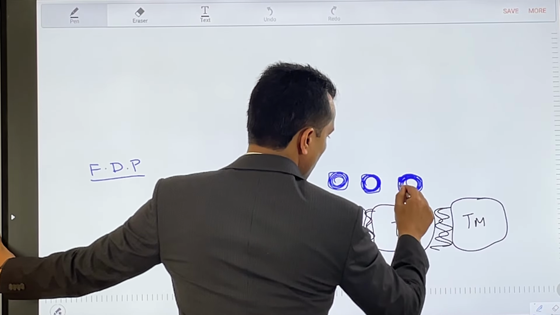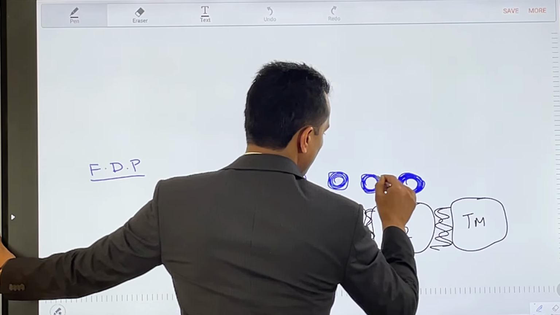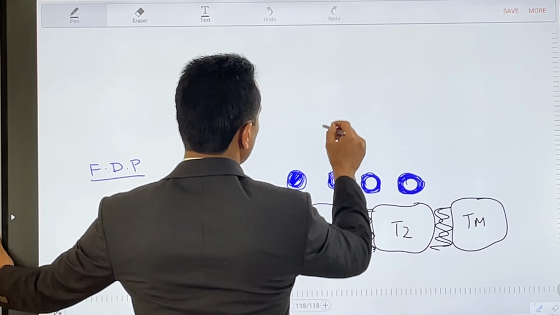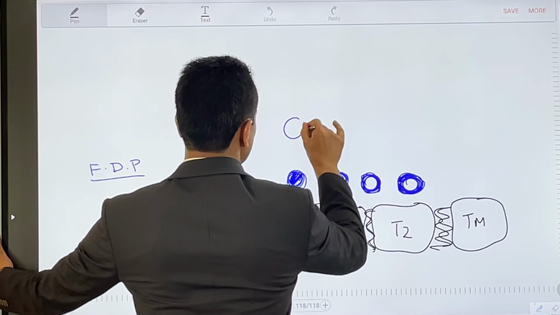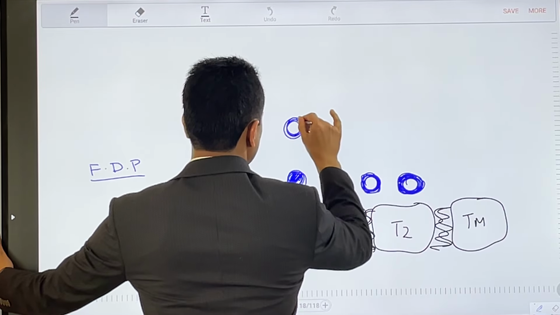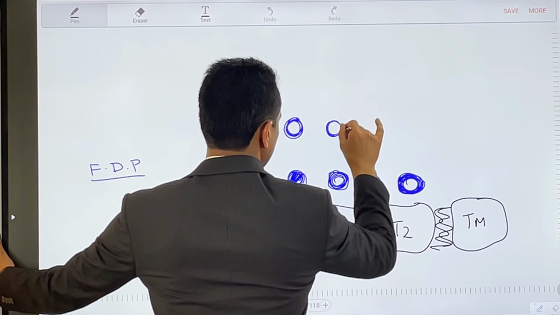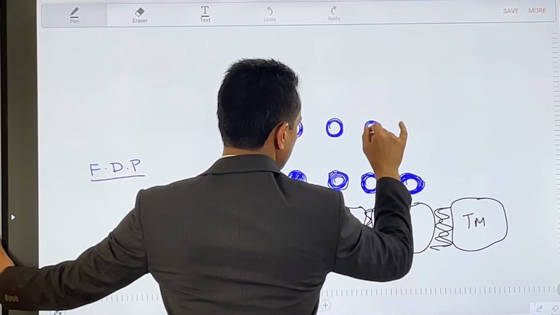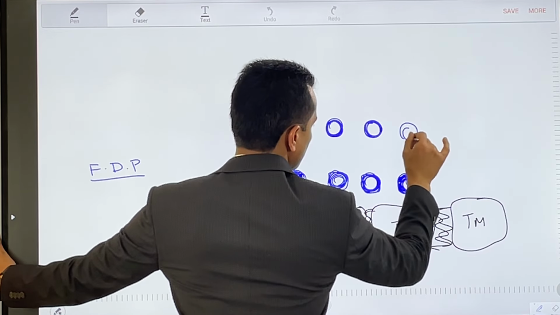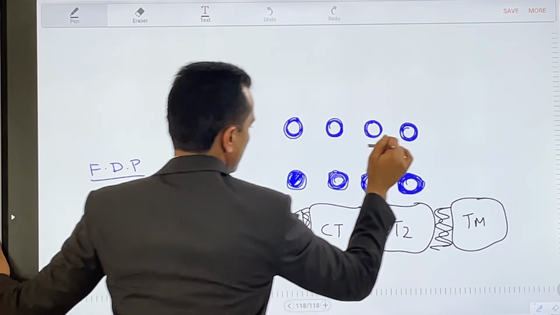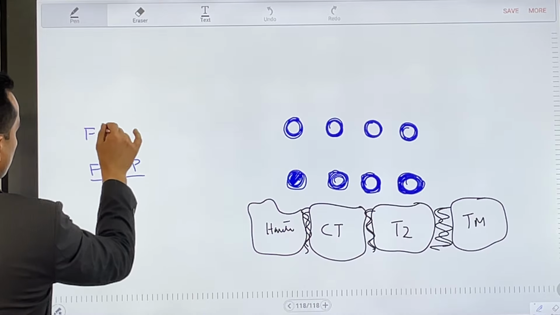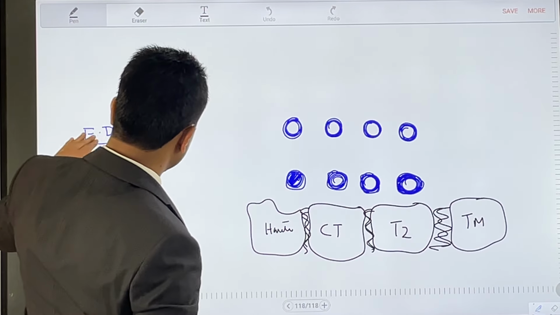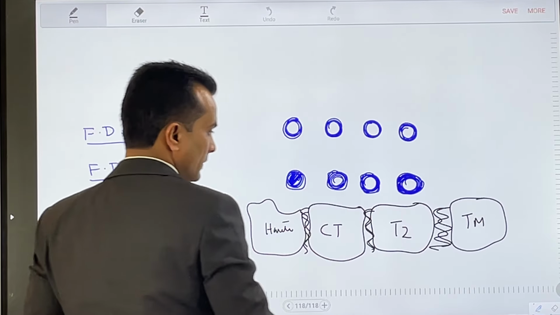Then the roof of the tunnel is also made up of 4 tendons. We have 4 tendons on the roof, also tendons of the flexor muscles, on the superior side. These are called the superficialis tendons, also flexors: flexor digitorum superficialis. So flexor digitorum profundus on the base, flexor digitorum superficialis on the roof.